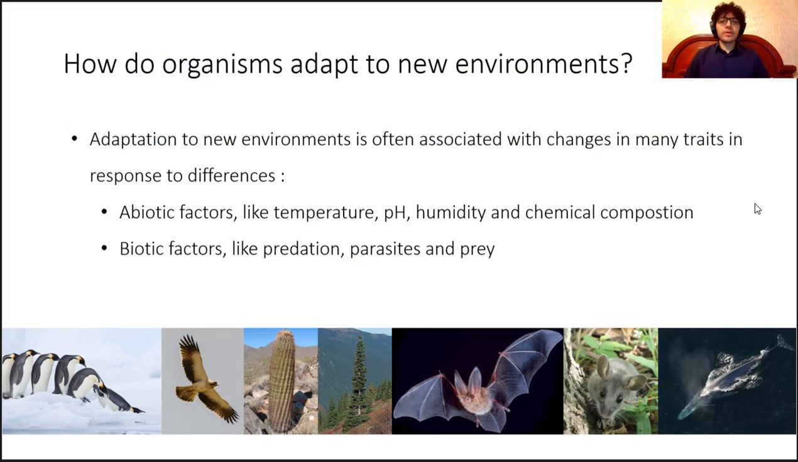One of the main goals in evolutionary biology is to understand how organisms adapt to new environments. Adaptation to new environments often requires changes in many traits in response to differences in abiotic factors like temperature, pH, humidity, and chemical composition, and changes in biotic factors like predation, parasites, and prey.